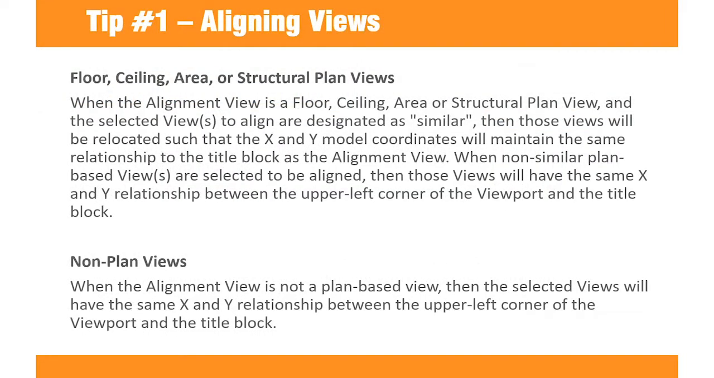So a few tips here, I've already mentioned this: when you are aligning views and you have a floor, ceiling, area, or structural plan view, it's going to be aligned based on the X and Y model geometry coordinates. For non-plan views, which is basically everything else, it's going to be aligned based on the upper left crop region. And I know a couple of users have asked us to be able to control whether it's the upper left, upper right, lower left, or lower right. We do have that as a feature request, but currently it's only the upper left.